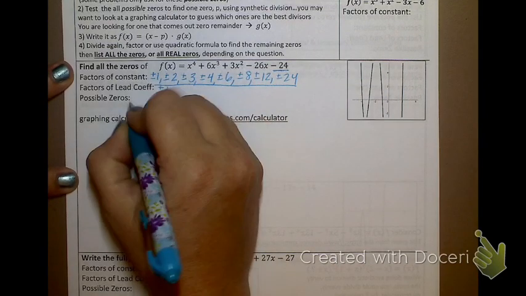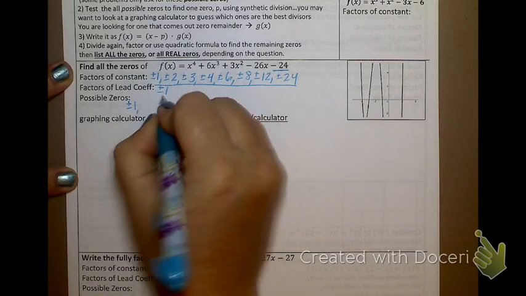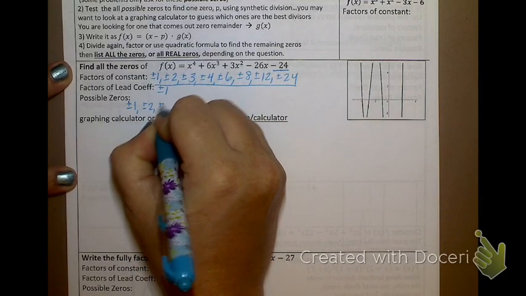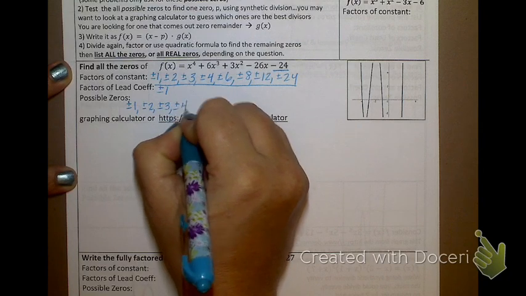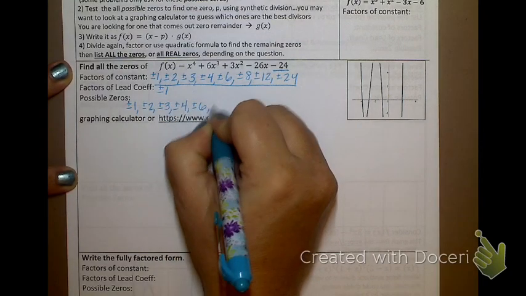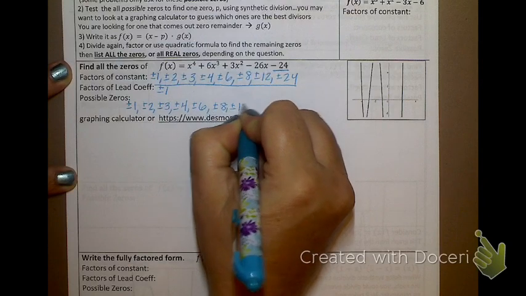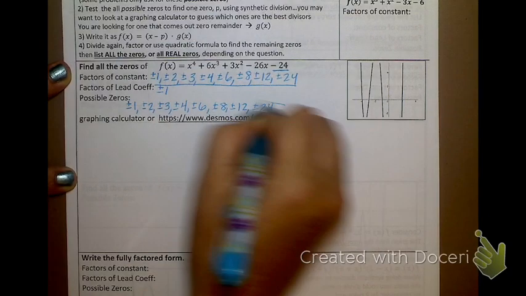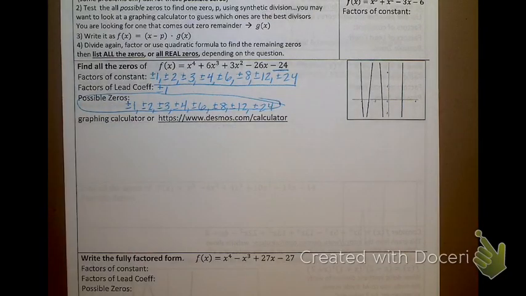So 1 over 1 gives me 1. 2 over 1 gives me 2. 3 over 1. So this one's a nice, easy one. It's just going to be the same list, right? Plus or minus 12, plus or minus 24. So what I have come up with now is a list of possible roots or zeros. Okay? How many numbers are on this list? 8. There are not 8 numbers on this list. Oh, 16. 16 numbers, because there's the positive and the negative of each of those, right?